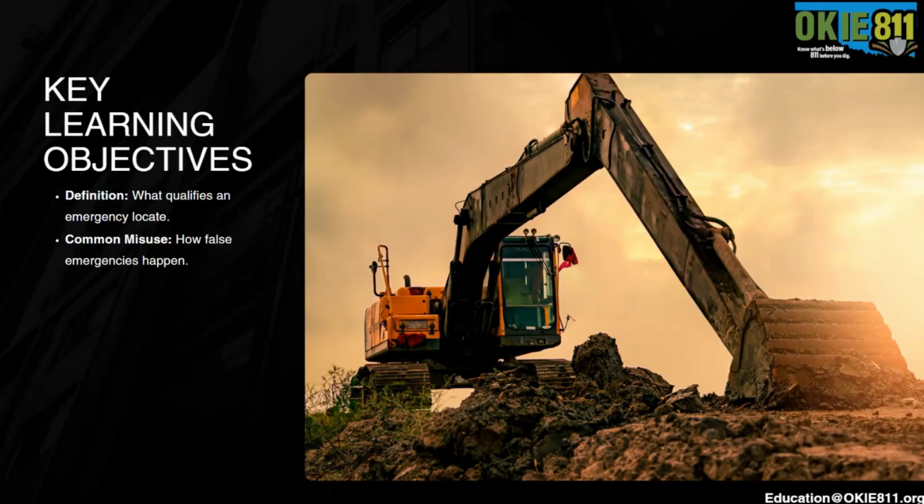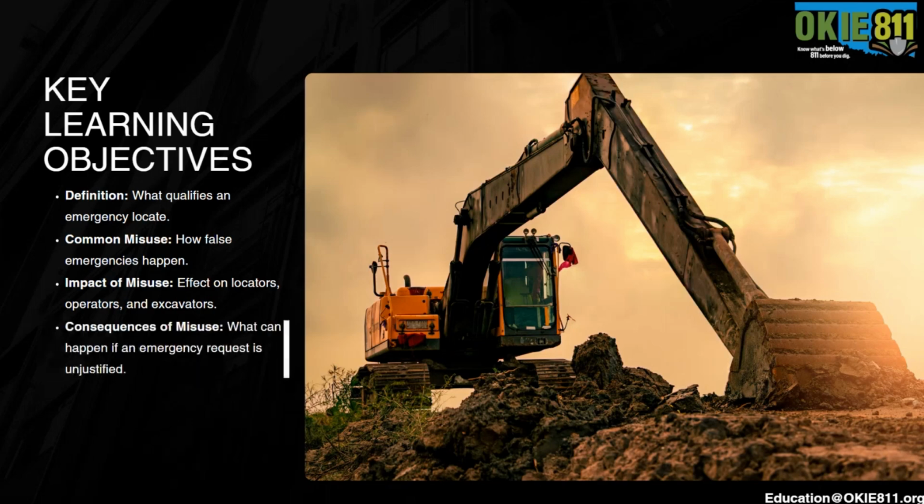We'll discuss more about that common misuse, how false emergencies happen. They often occur due to a lot of misunderstandings or miscommunications, and when those reports aren't fully understood for what they're intended for. We'll talk about the impacts of that misuse, what that has an impact on for the locators, for the operators, and even excavators when an emergency locate request is misused.